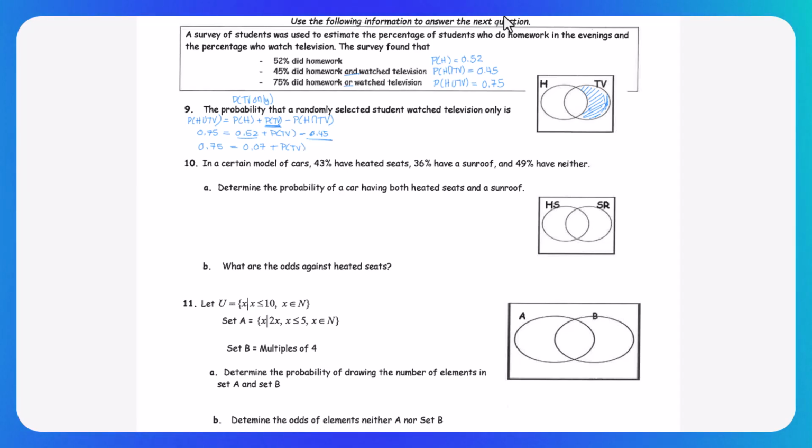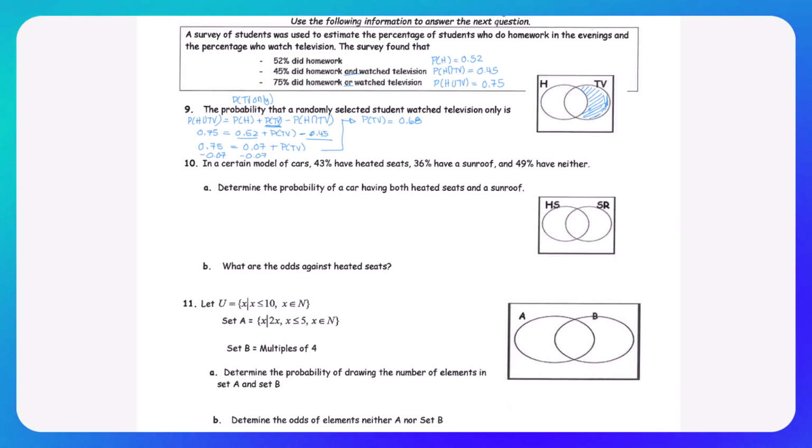Probability of TV. So I'm going to subtract 0.07 from both sides. Let me just bring that up here. So that means the probability of the TV, that's going to give us 0.75 minus 0.07, 0.68. There we go.